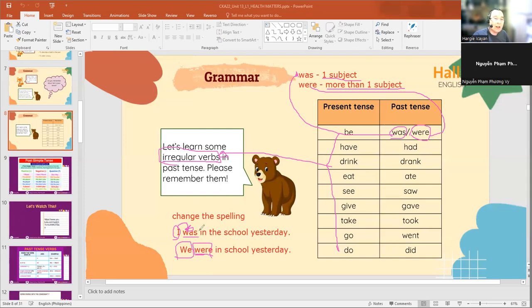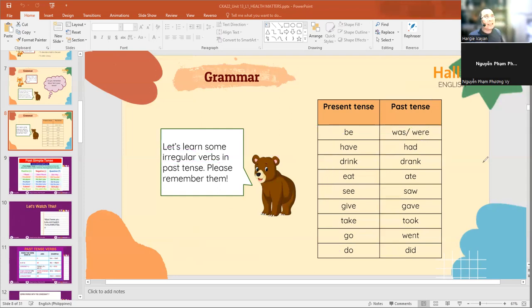Okay, again, we have to use was if you're talking of only one subject. We use were under the past tense if you're talking about more than one subject. Okay? Okay, next. Now, let's try. What is the past tense of have? Kindly tell me the past tense of have.